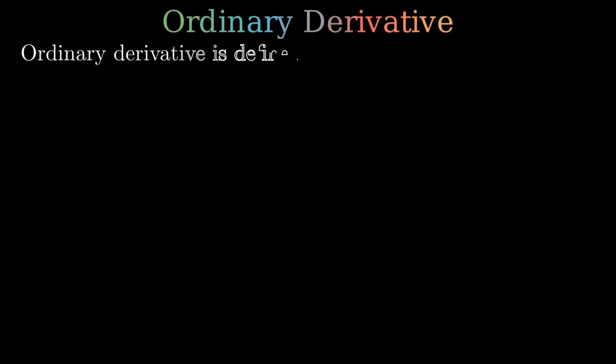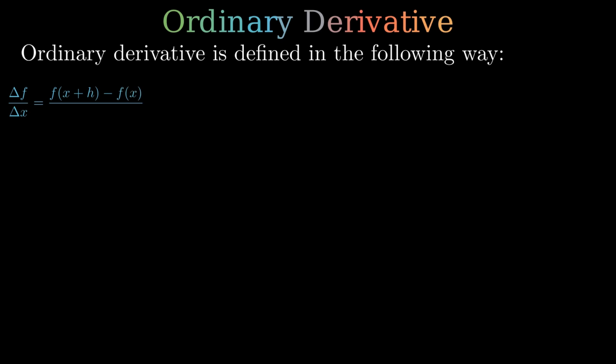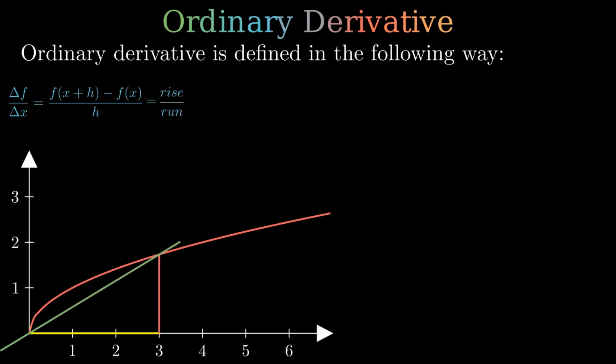We know that the straight line has a constant slope which tells us how steep the line is. But what if we want to define the slope of a curve? That's where the ordinary derivative comes in.